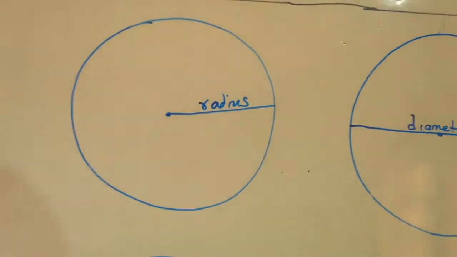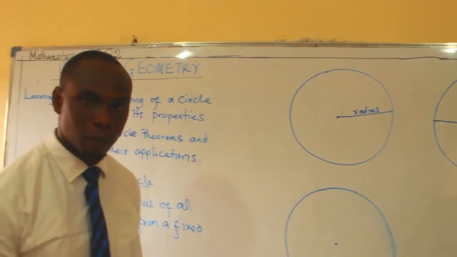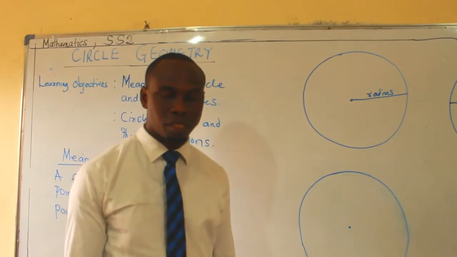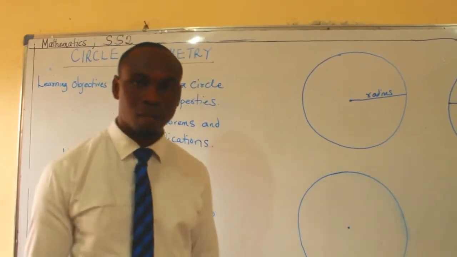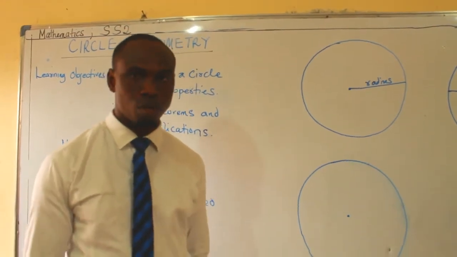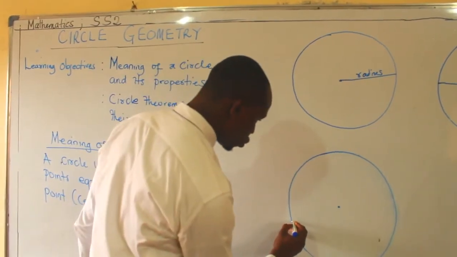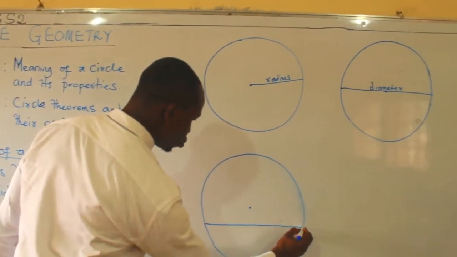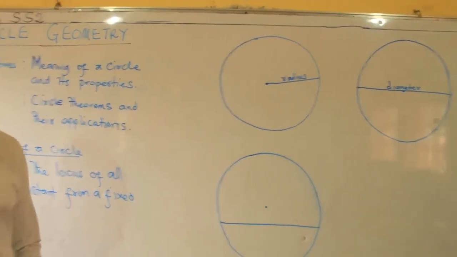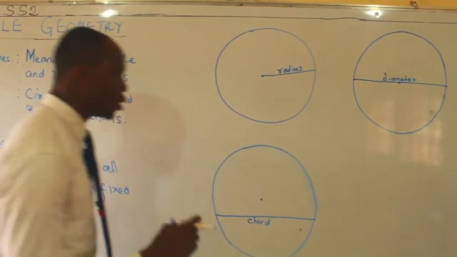Another property of a circle that we are going to be looking at is a chord. A chord is very similar to the diameter of a circle, but the major difference is that the chord does not cross the center of the circle. So I draw my chord from this point of the circumference to another part without touching the center of the circle. I can write this down as my chord.